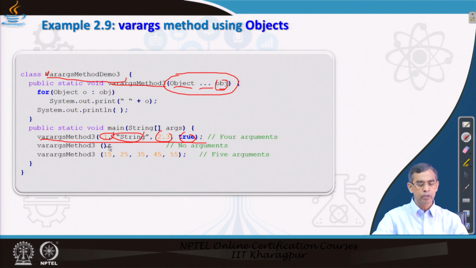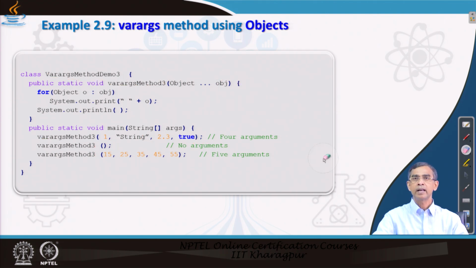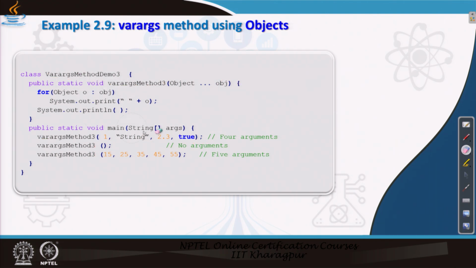This method is also called with no parameter passed, and here the method is called with 5 parameters passed as arguments, all of the same type. So, this is a quite versatile concept. Here a method can be declared in a generic way and it can be called for any number of arguments, of any type of arguments.